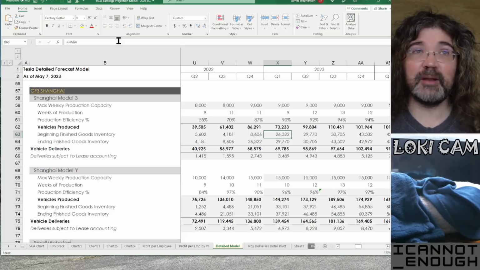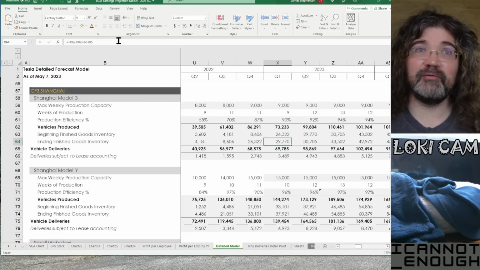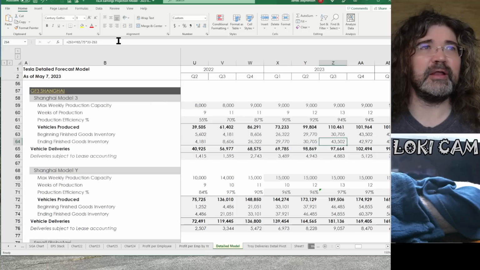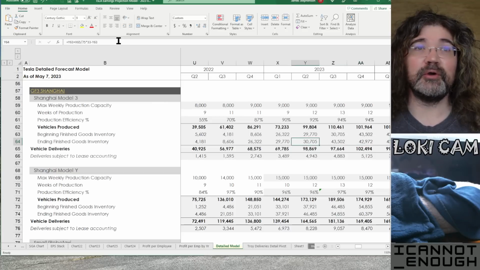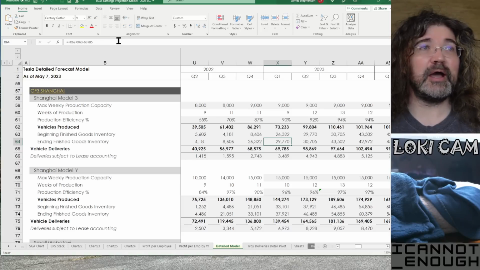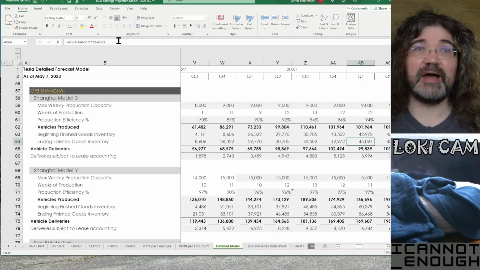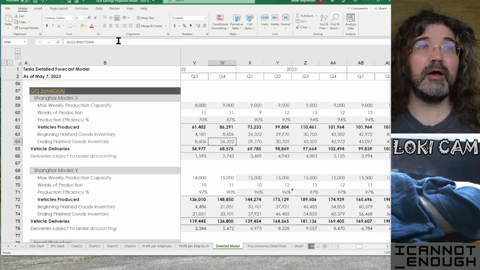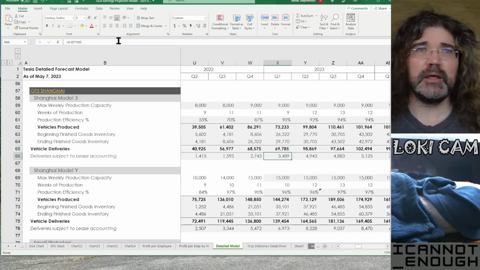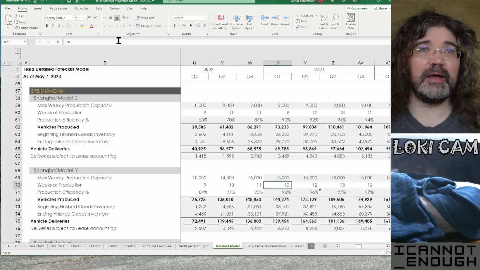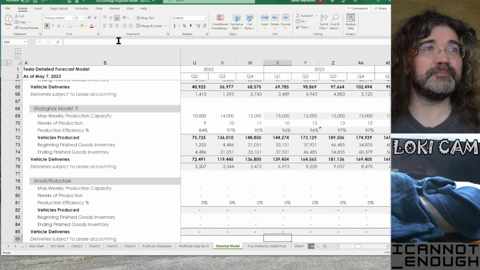So nothing that can be done about that except trying to get this wave smoothed out. So what do I have assumed here? 33 days of sales in ending inventory for future quarters, which is how the Shanghai Model 3 ending inventory will rise from 30,000 to 40,000, 45,000 by Q1 of 2024. And then not very many leased vehicles from Shanghai, only about 5%.